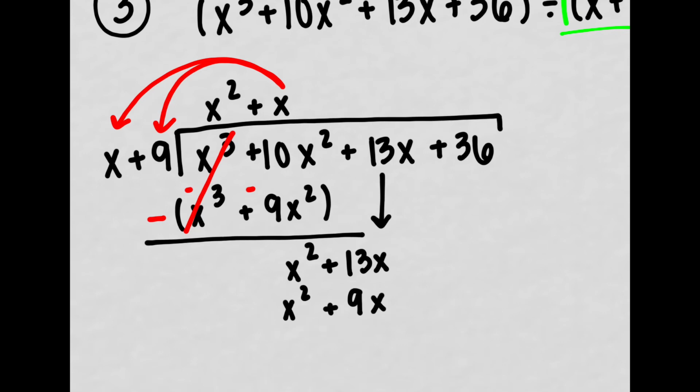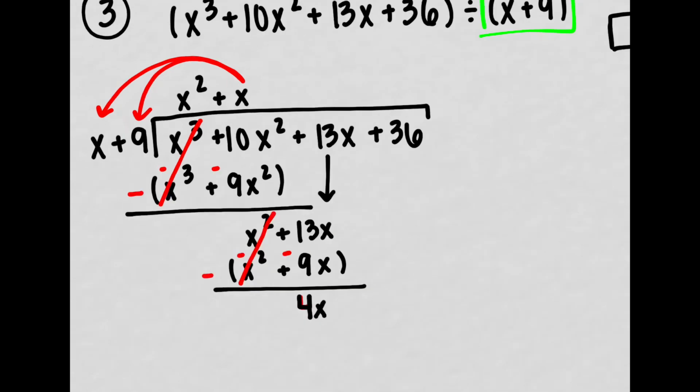I go ahead and put my parentheses around that and the minus sign on the outside. So my signs inside change. And you have your addition problem. I have x squared plus a negative x squared, or x squared minus x squared, and that cancels out. And then I have 13x minus 9x, which leaves me with a 4x. I'm going to go ahead and drop down my next term, which is a plus 36.